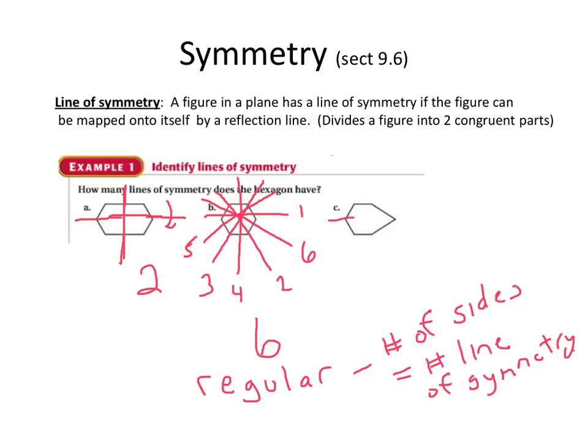On C, the only way I can draw a line is right here. Now, will every figure have a line of symmetry? No, and we'll look at that in class. So lines of symmetry cut a figure basically into two congruent parts.